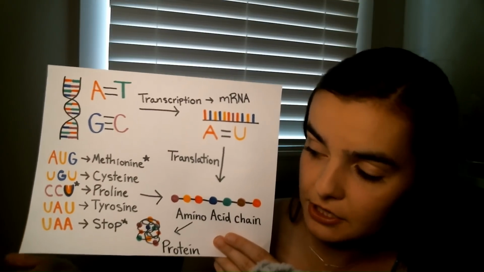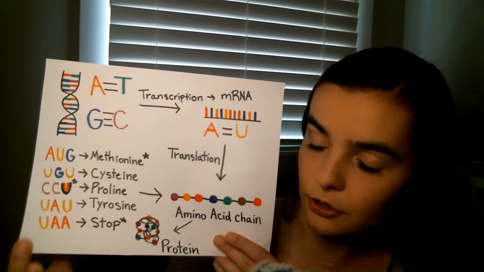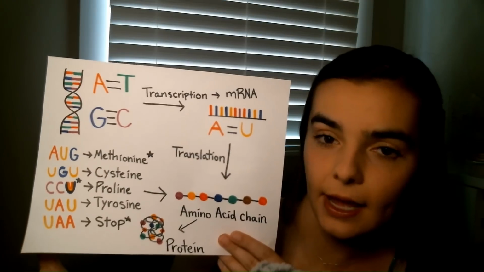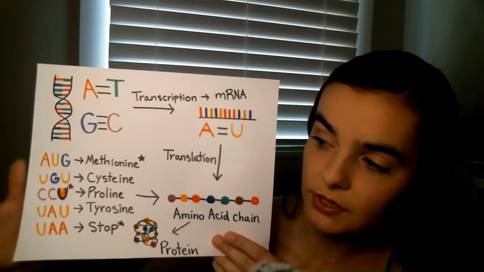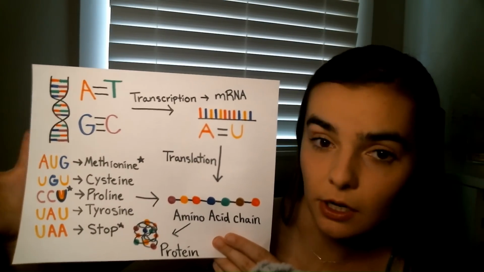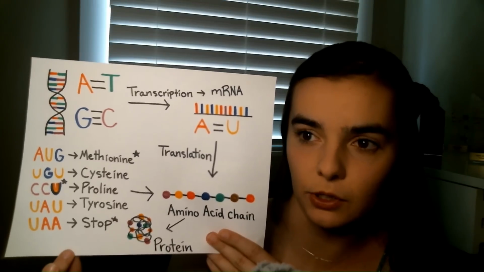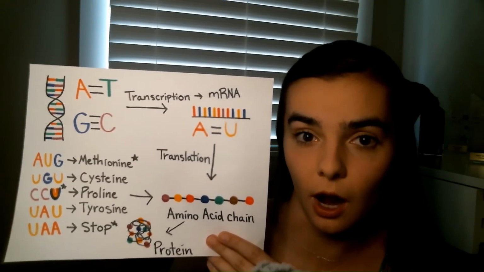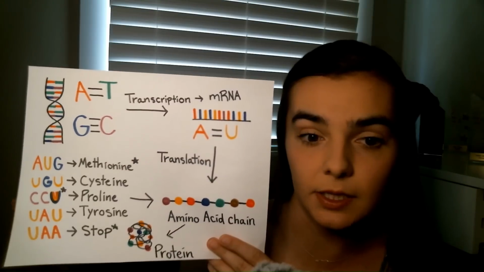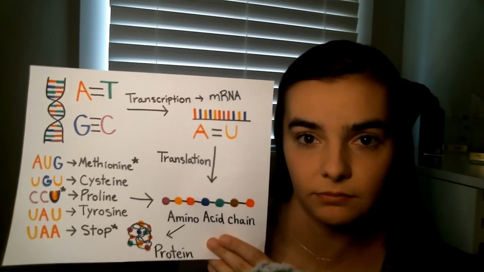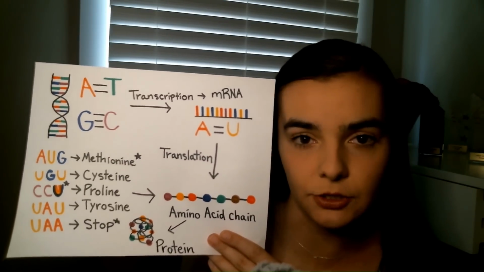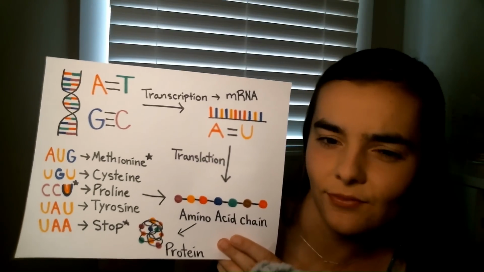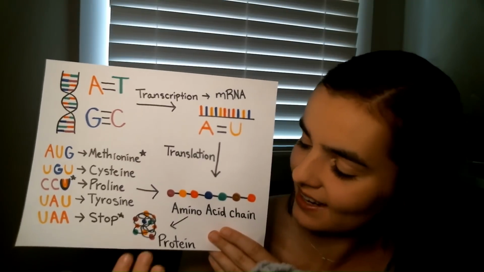UAU is tyrosine, and then there are 2 stop codons. They are UAA and UAG. Similarly to the start codon, whenever you have a stop codon, it signals to stop making the protein, that the protein is complete, that it's finished, and so the translation stops at the stop codon. Yeah, I think that's all I needed to say about that.